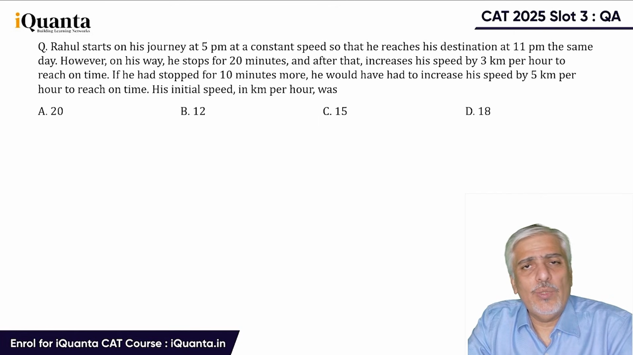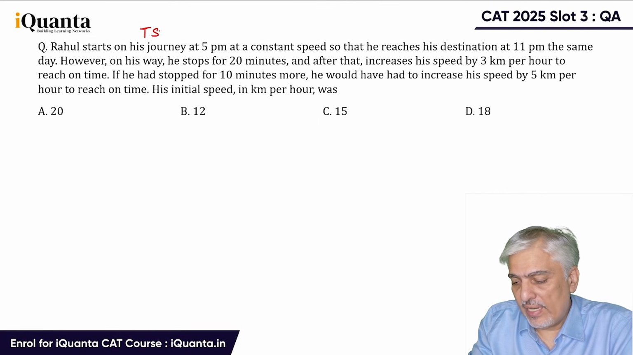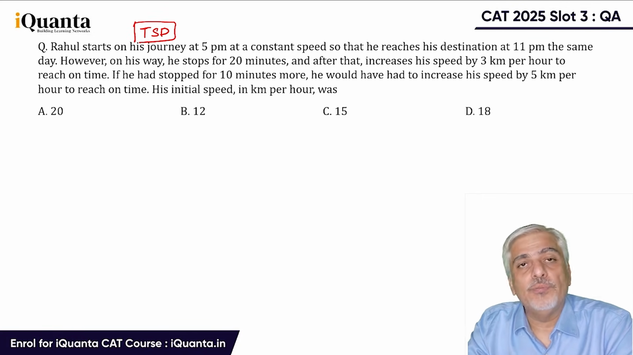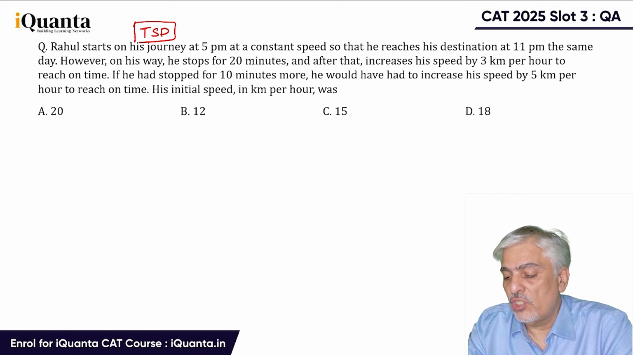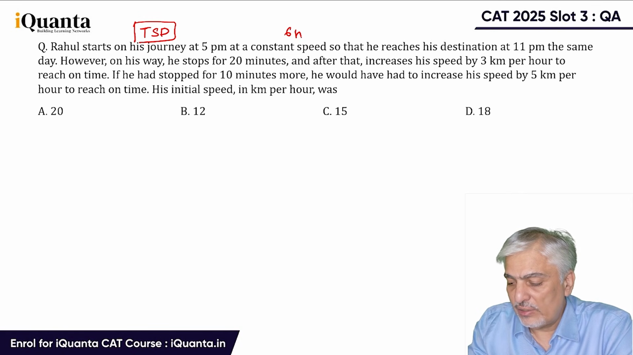Let's have a look at the next question. The next question is a very, very interesting question from time, speed, distance. And it will be a very good question for people if they really want to revise time, speed, distance well and understand the concept. So Rahul starts on his journey at 5 p.m. at a constant speed and reaches his destination by 11 p.m. That means his journey is 6 hours.